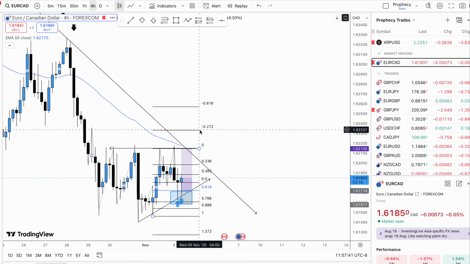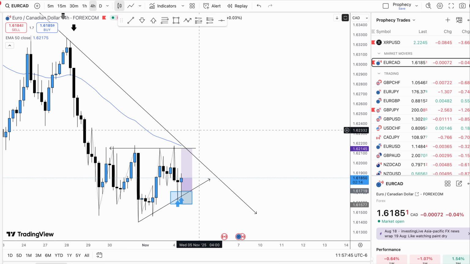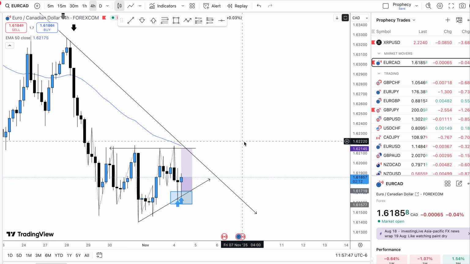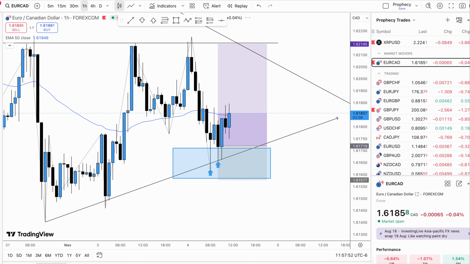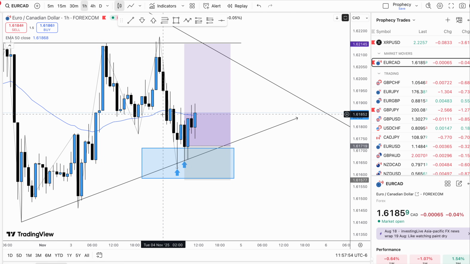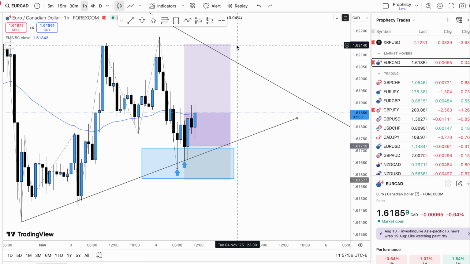So we're going to do what we see in the chart and not what we feel. So this is the setup for Euro CAD. Like I said, we are currently about 25 to 35% in profit, and we're looking to secure the entire 100% of the position somewhere here.